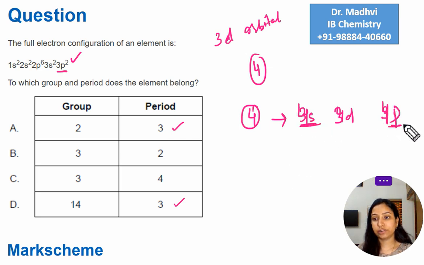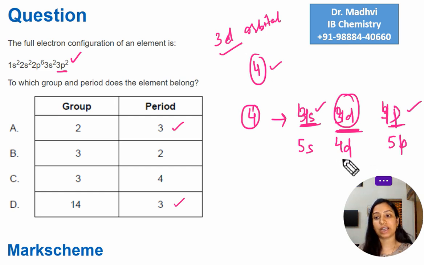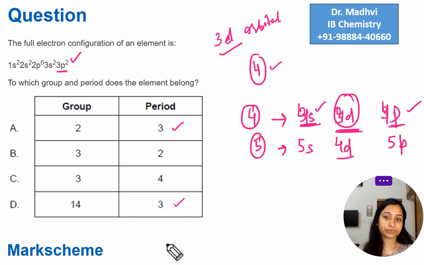The 4th shell starts filling here, but the 3d series is present between the 4s and the 4p. So if the valence electron is in the 3d, then the period will be 3 plus 1, 4. Similarly, 5s, 4d, 5p. In that case, if the last electron is in the 4d, then the period will be 5th. So yes, this is the first thing about the period.